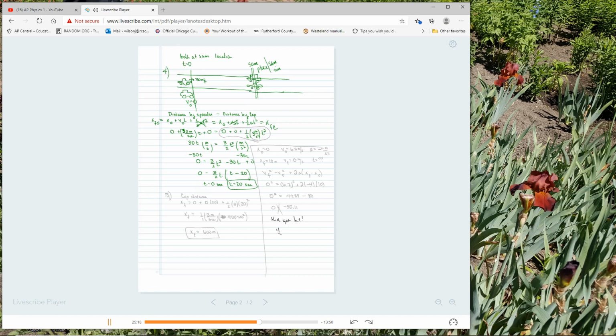So either time was 0 or time was 20. But we knew that because at time 0 they were together. They started together. Which means the answer for our question would be time equals 20 seconds, because that's when they get back together. So they started together at time equals 0. They ended together at time equals 20. And that's only part A. That was part A, yeah.